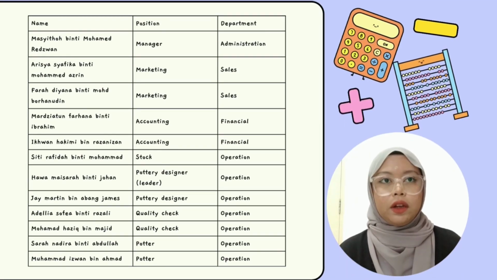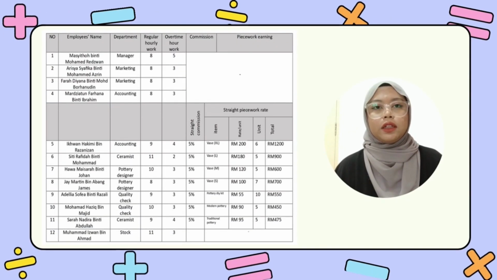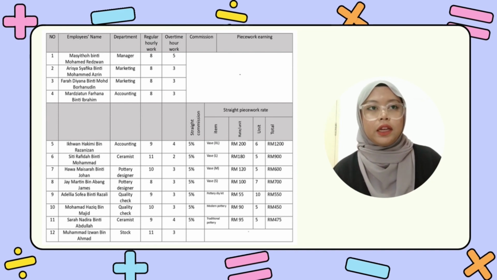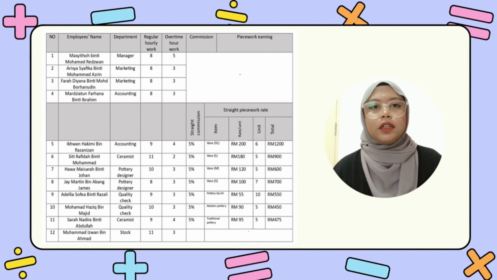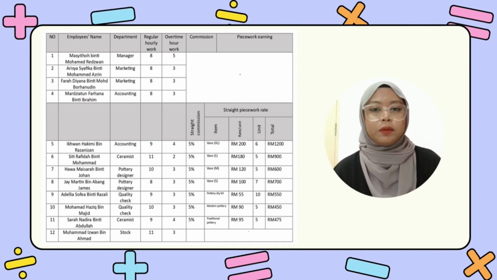Below is the table of employees' names and their department section. There is a straight commission, which is 5% for each person, starting with Ikwan Hakimi until Sarah Nadira. For the straight piecework rate column, the items that we produce are vase S until XS size, pottery DIY kit, modern pottery and also traditional pottery.